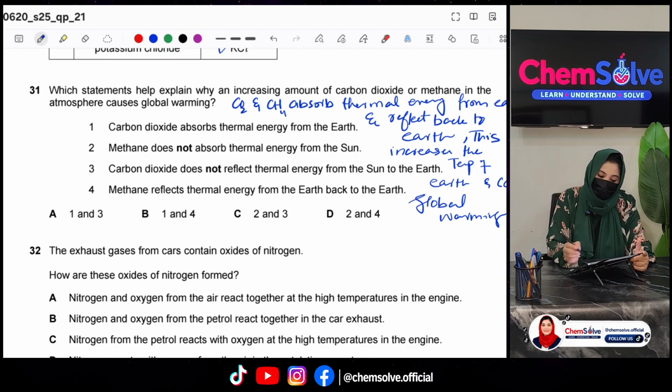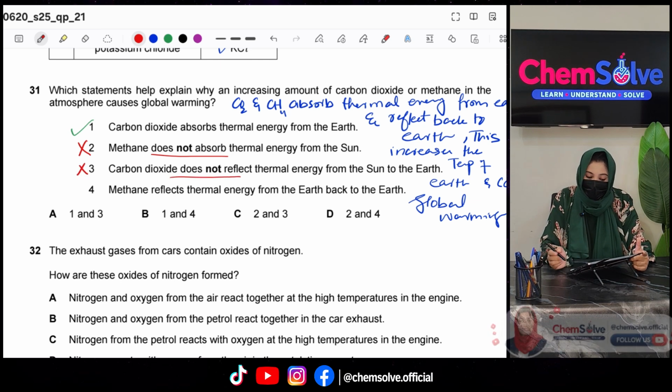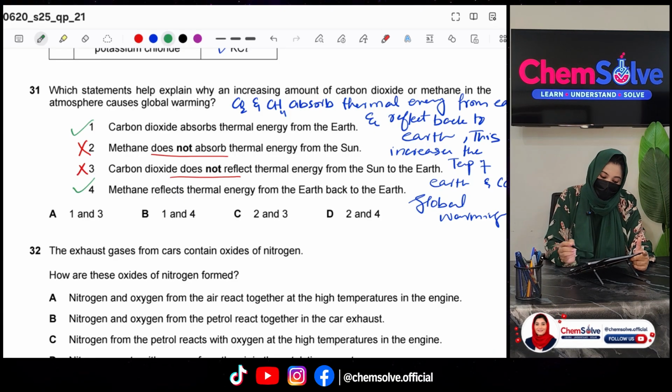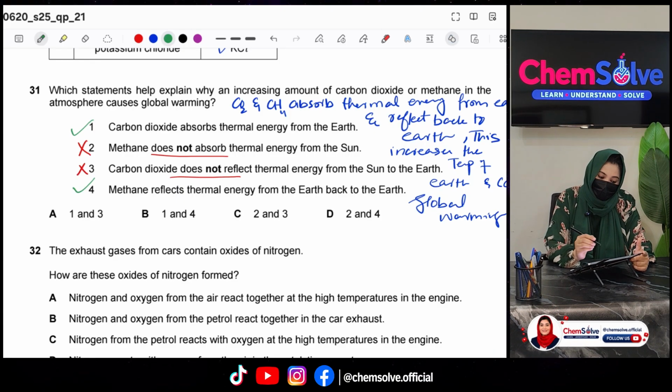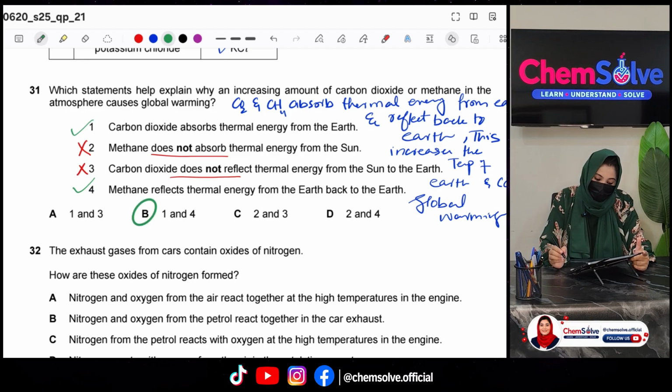Now, keeping in view this whole process, carbon dioxide absorbs thermal energy from the sun. Yes. Methane does not absorb thermal energy. No, it does absorb. So carbon dioxide does not reflect. Not at all. It does reflect. Methane reflects thermal energy. Yes, it does. So the correct option for this question is option B. Question number 31, the option is B.